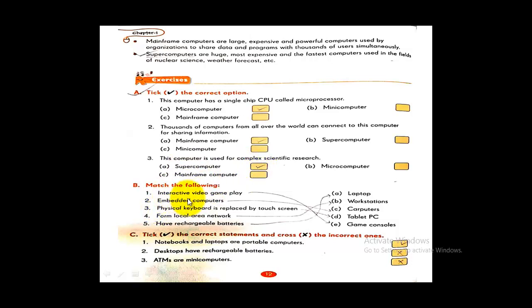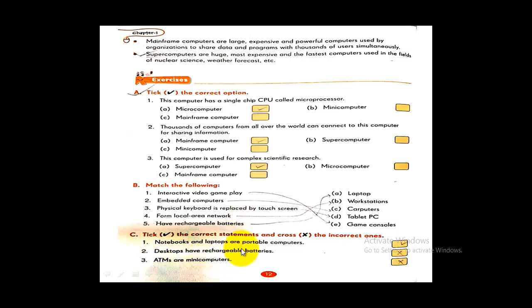Okay. Then match the following. The first one, interactive video game play. You have to match with number E. Game consoles. Now number 2, embedded computers. You have to match with number C. Embedded computers are called computers. Now physical keyboard is replaced by touchscreen. Tablet PC, number D. Now form local area network is workstations. Have rechargeable batteries, obviously it is laptop. Okay, I'll send you these through WhatsApp also.